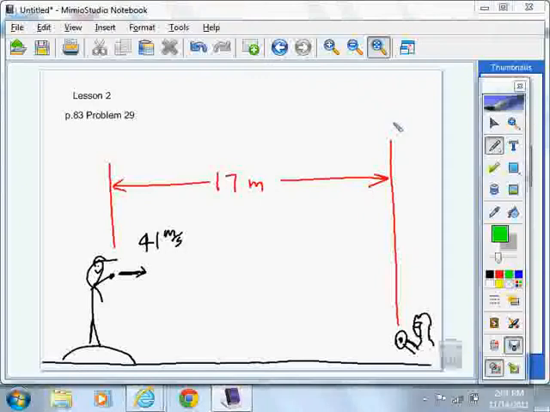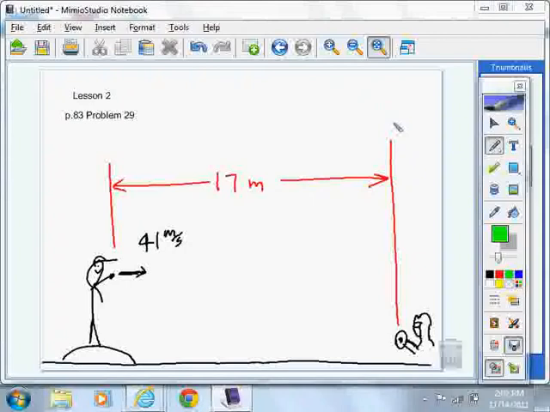So, ladies and gentlemen, lesson 2, problem number 29 on page 83. A pitcher throws a ball horizontally at 41 meters per second. 41 meters per second is roughly, very roughly, 82 miles per hour. So the question is, if they throw the ball perfectly horizontally, how much will the ball drop vertically by the time it reaches the catcher, which is 17 meters away?